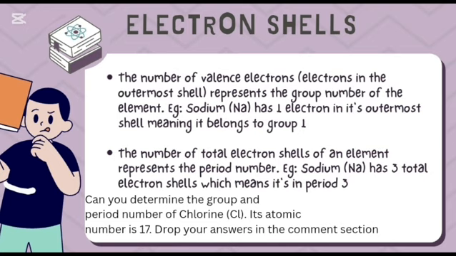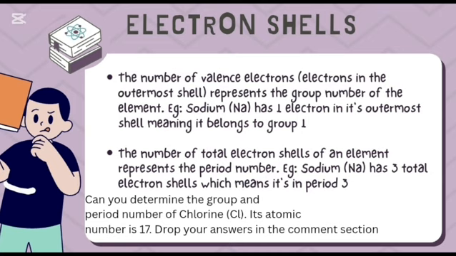Electron shells. The number of valence electrons in the outermost shell represents the group number of the atom. E.g., sodium, Na, has 1 electron in its outermost shell, meaning it belongs to group 1. The number of total electron shells of an atom or element represents the period number. E.g., sodium, Na, has 3 total electron shells, which means it's in period 3.